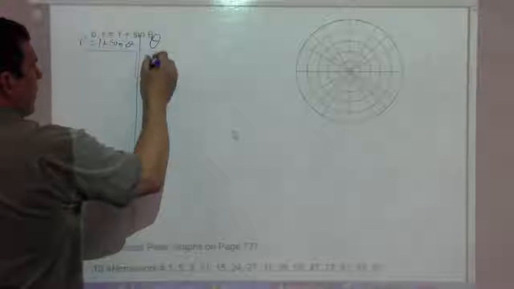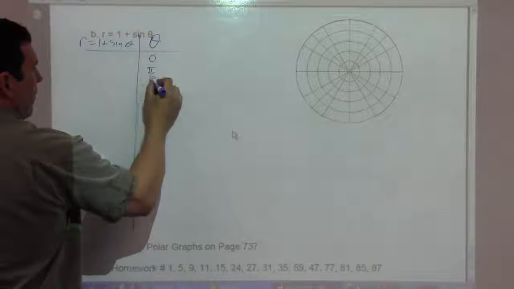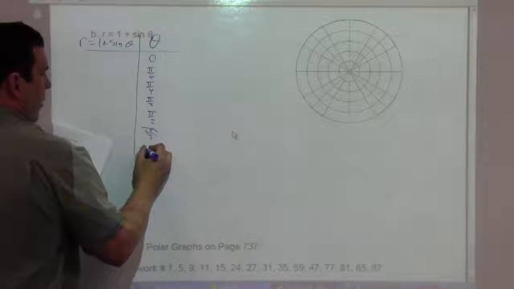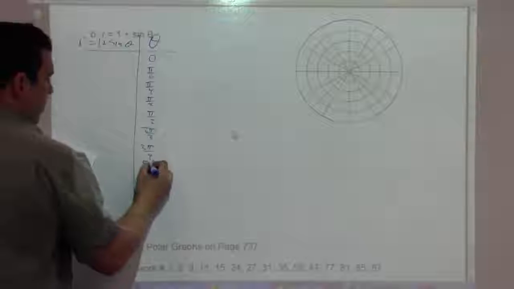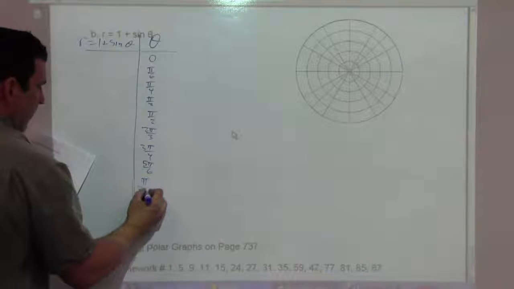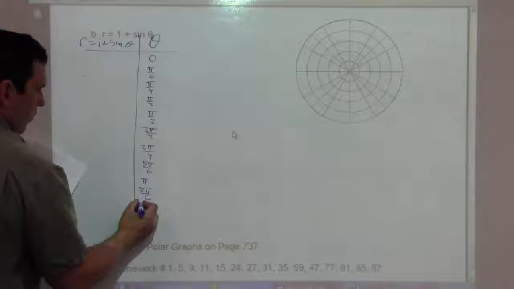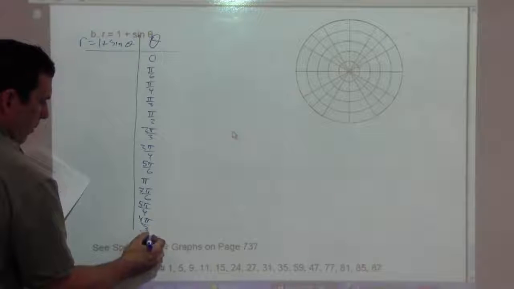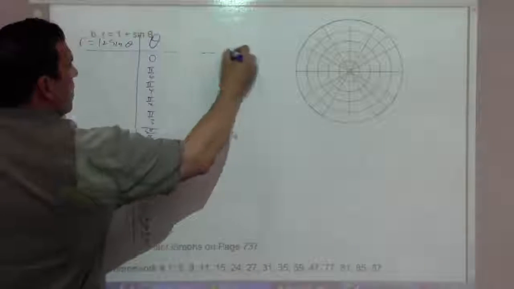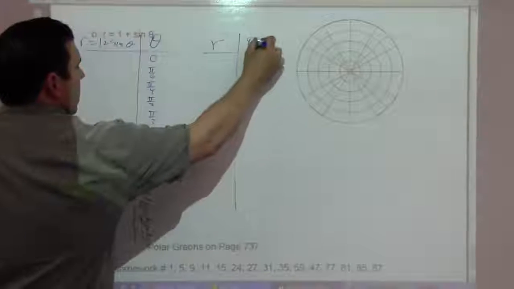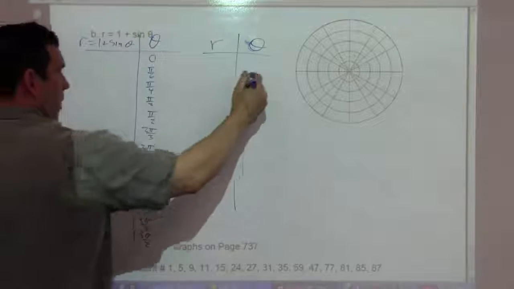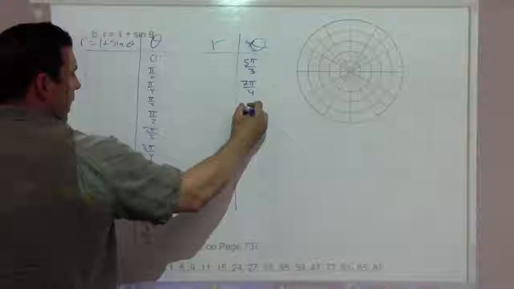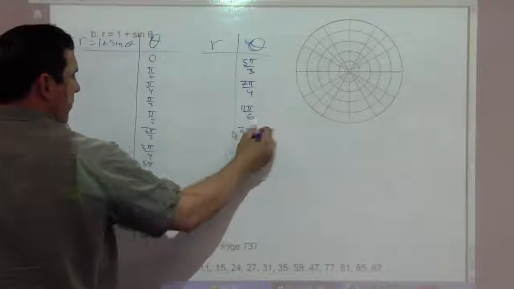I come up with the angle first, so I do like 0, pi over 6, pi over 4, pi over 3, pi over 2, 2 pi over 3, 3 pi over 4, 5 pi over 6, pi, 7 pi over 6, 5 pi over 4, 4 pi over 3, 3 pi over 2, and then we have 5 pi over 3, 7 pi over 4, and 11 pi over 6, and 2 pi.